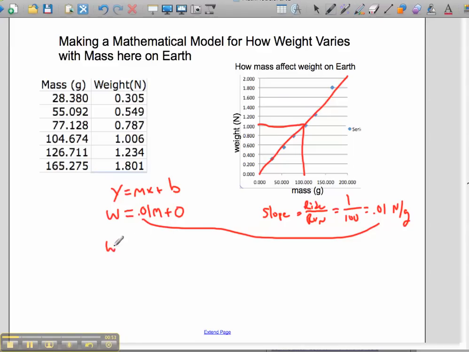Let's rewrite that a little bit so it's simplified. Weight equals 0.01 m. So what this tells us is the weight of any object on Earth will be equal to 0.01 times its mass. That is assuming weight is in newtons and mass is in grams. Alright, so there is our mathematical model. Now, let's go ahead and use that mathematical model.